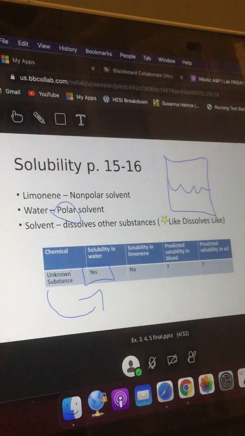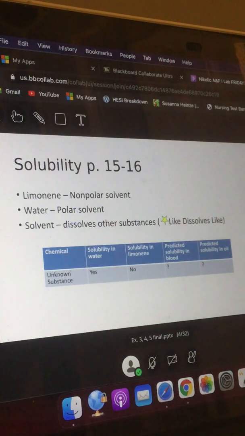But we're going to keep going because we can make a couple more deductions from this, right? Now, we're going to confirm this by putting this unknown substance into limonene, which is nonpolar. Now, if this substance is polar, will it dissolve in a nonpolar solvent? Can I put a polar substance in nonpolar? No, I can't. It's not going to dissolve. It's going to basically hang out on the top if it's denser, if it's heavier. That's it. Exactly. It's not soluble.